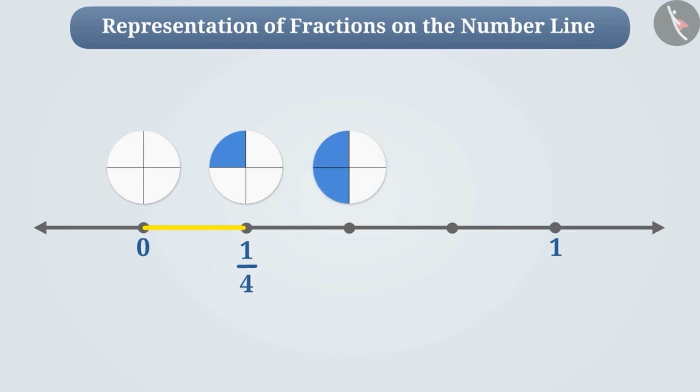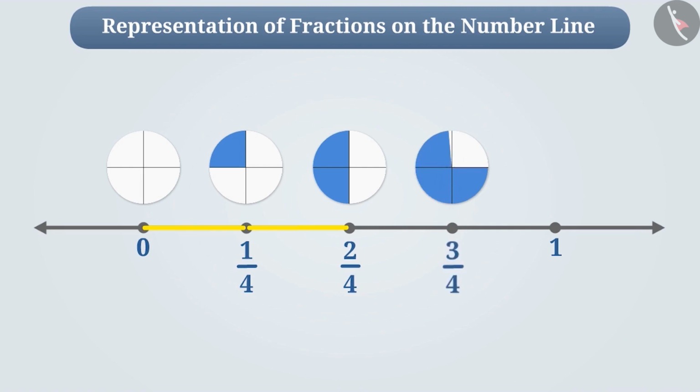Similarly, if we take 2 parts of the paper, then we will write the fraction for it as 2/4. Can you tell how to represent this on the number line? Think for a while. You've got it right. To represent this, we will take 2 parts on the number line and we will mark the position as fraction 2/4.